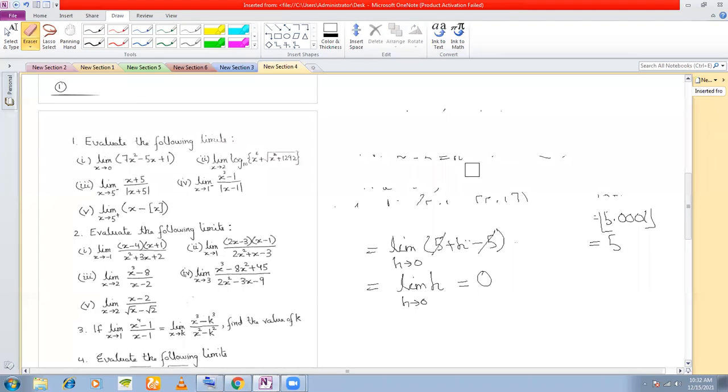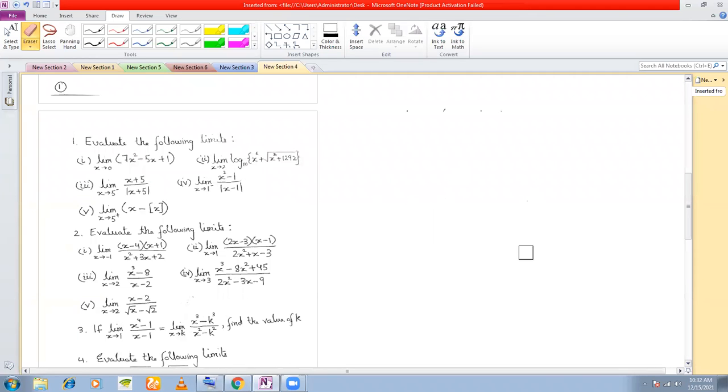Let's start with 2 part 1 and then we can finish the last sum. Now before starting 2 part 1, I'll not start with it. In fact, I forgot to give you a standard limit here. So please note down, there's a standard limit that you must know. Limit x tends to a of x to the power of n minus a to the power of n by x minus a must be equal to n a to the power of n minus 1. This is a standard limit.